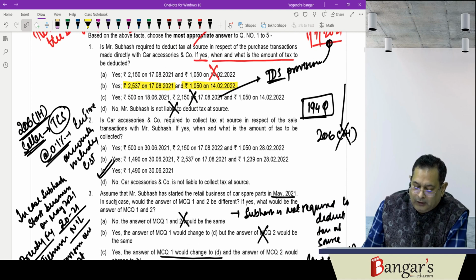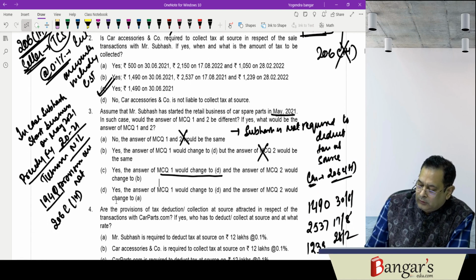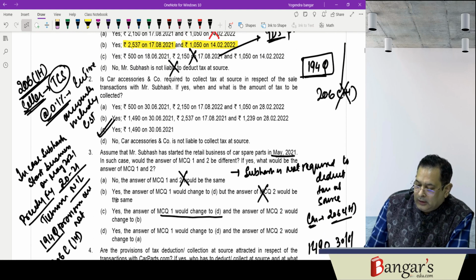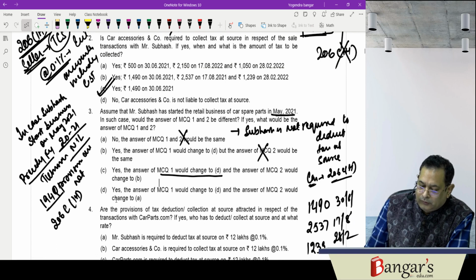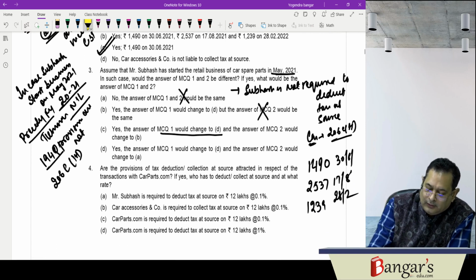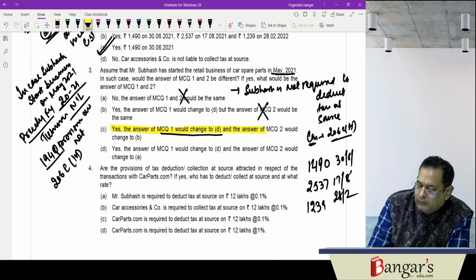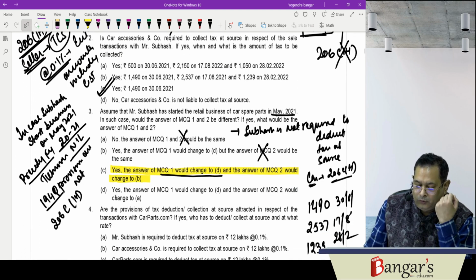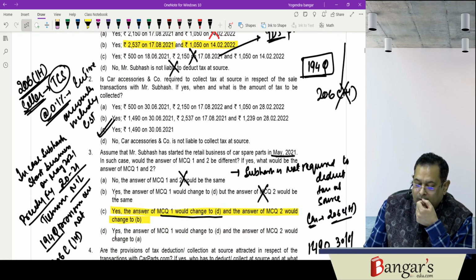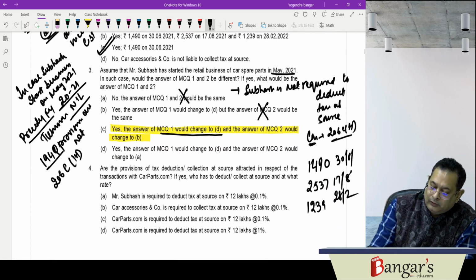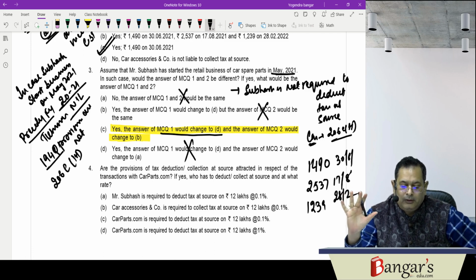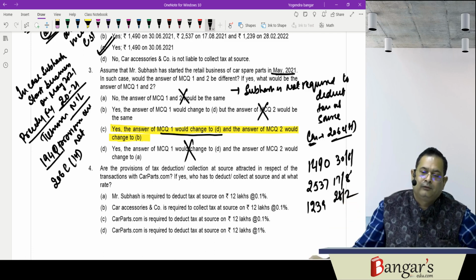Now let us see what B is providing. It is 1490 on 36, then 2537 on 17/8, and 1239 on 28/2. So this is correct. Answer C is correct here. Yes, the answer of MCQ 1 will change to D and MCQ 2 will change to B. Then they are saying yes, the answer of MCQ 1 will change to D and MCQ 2 to A. What is A? No, not 500 rupees. After 50 lakhs only, tax is required to be collected at source. So the answer will be C in this regard.